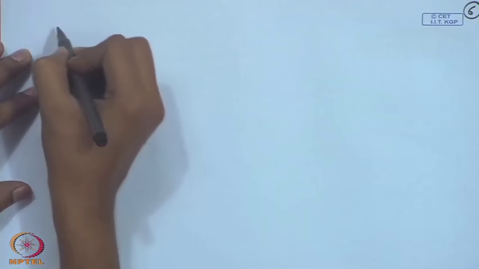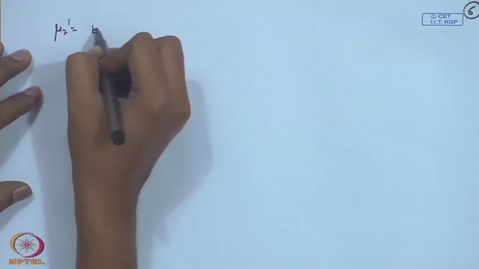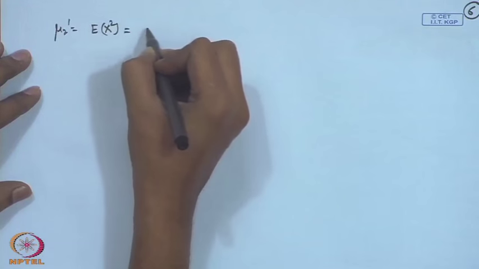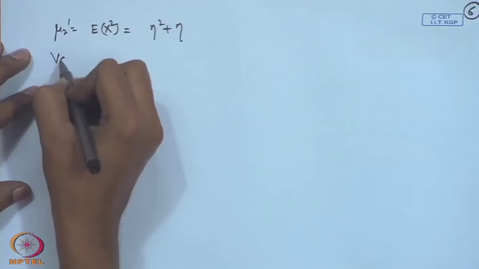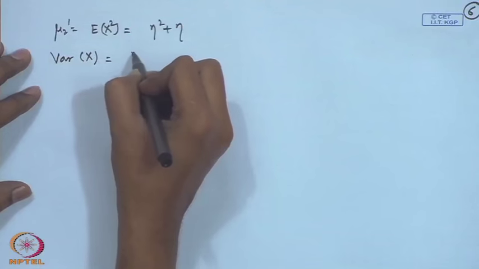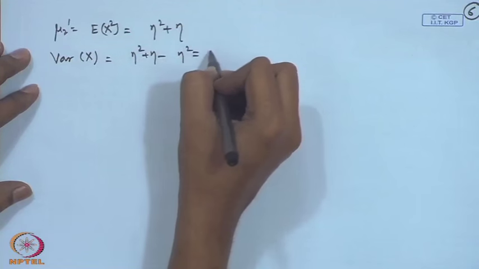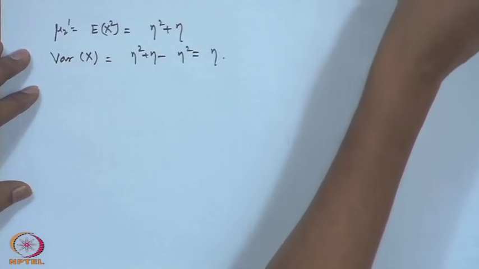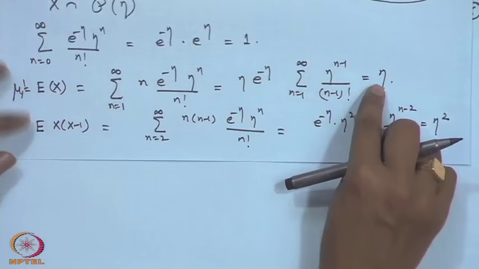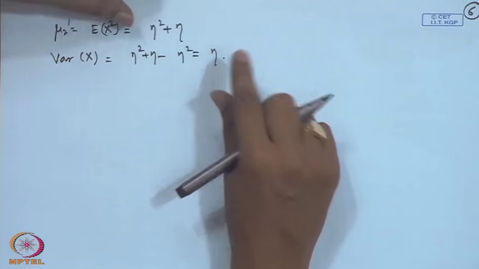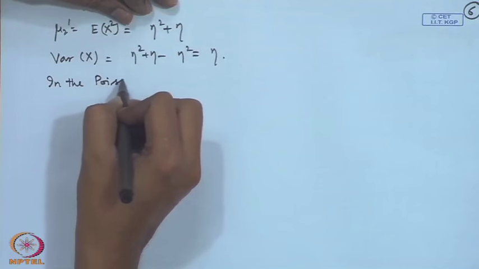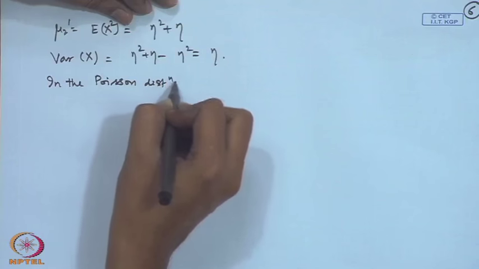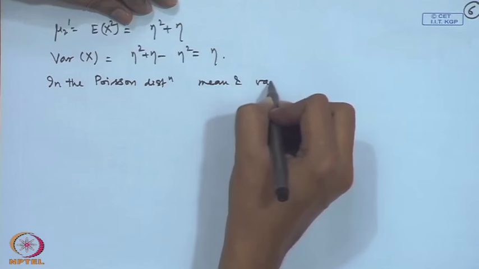So, based on this we can easily calculate mu 2 prime, that is equal to expectation of x square, that is equal to eta square plus eta, and therefore variance of x is equal to eta square plus eta minus eta square, that is equal to eta. So, you have a strange situation here: the mean is eta and the variance is eta. In a Poisson distribution, mean and variance are equal. Mean and variance are same.